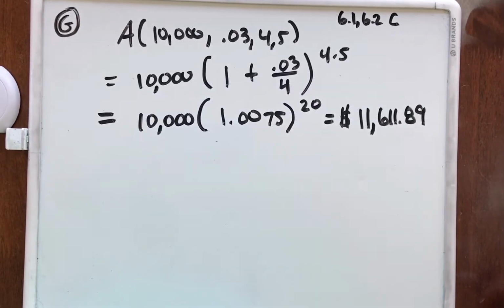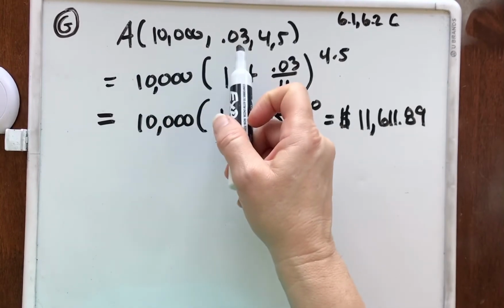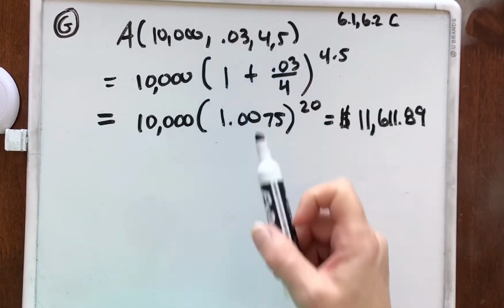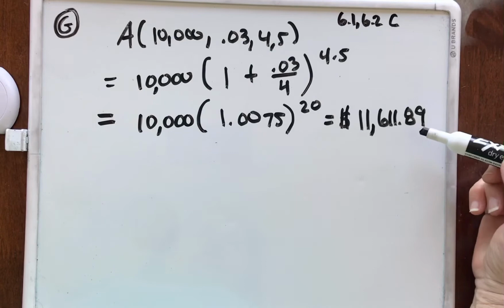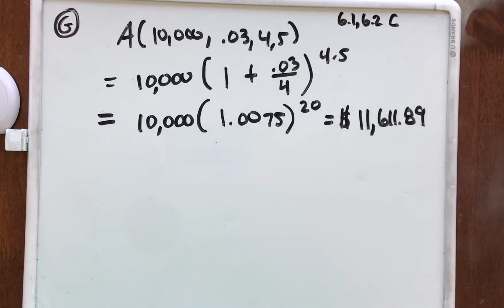6.1, 6.2c. Okay, let's see how you did. We have $10,000 at 3% compounded quarterly for 5 years. And we end up with $11,611.89. Okay, great. Let's go on.